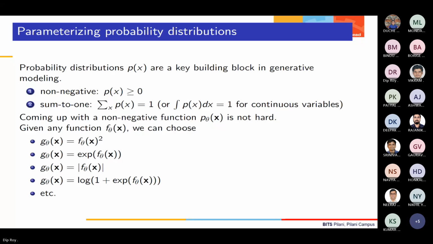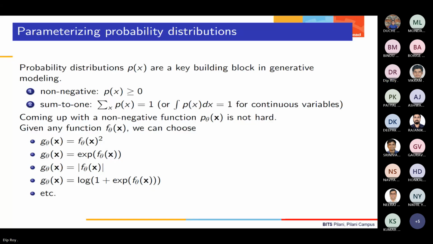So, parameterizing probability distributions. All right. Now, what is a probability distribution, mathematically? Okay, mathematically, what is a probability distribution? A probability distribution is nothing but a function which takes x as the input and maps it to a scalar. So you give x and it will give you the probability output of it.